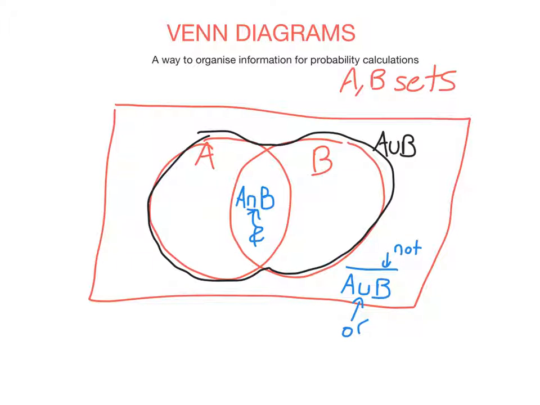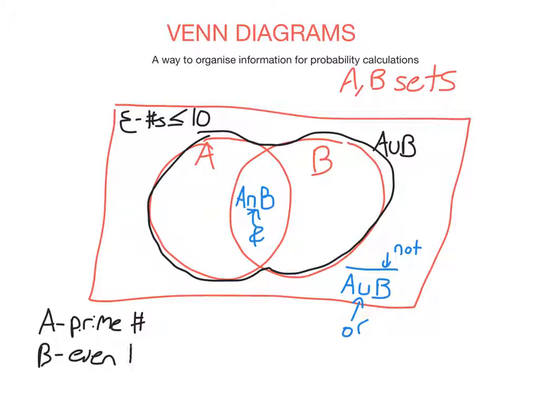Let's look at how we could actually use this in solving a probability calculation. Let's say I'm going to choose my universe, which you sometimes call epsilon. I'm going to call it numbers less than or equal to 10. So I'm going to look at whole numbers less than or equal to 10. A is going to be the set of prime numbers that are less than or equal to 10. And B, the set of even numbers that are less than or equal to 10.